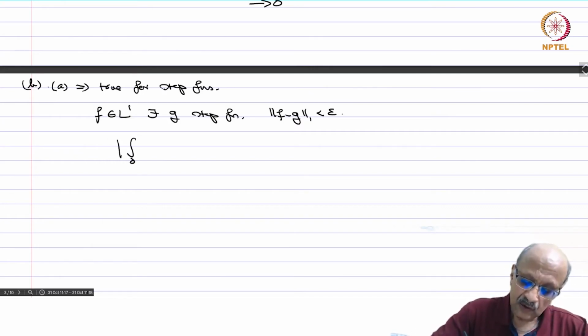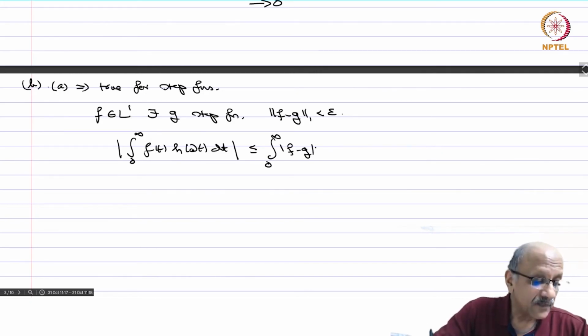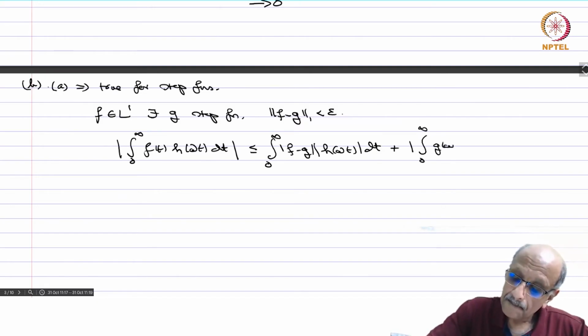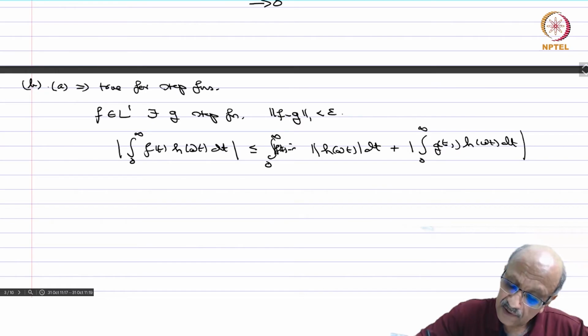So the modulus of the integral from 0 to infinity of f of t h of omega t dt is less than or equal to the integral from 0 to infinity of mod f minus g times h of omega t dt, plus the modulus of the integral from 0 to infinity of g of t h of omega t dt. So this is f of t minus g of t.